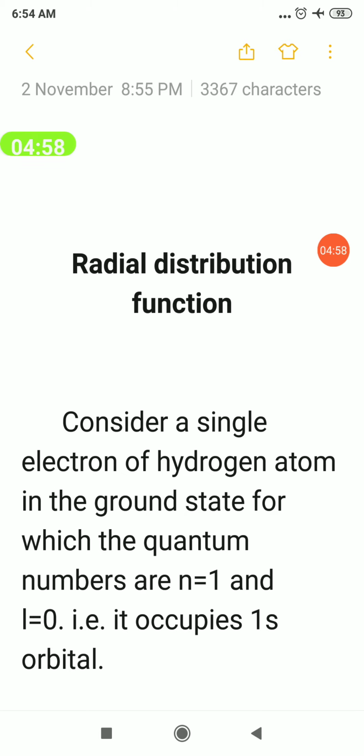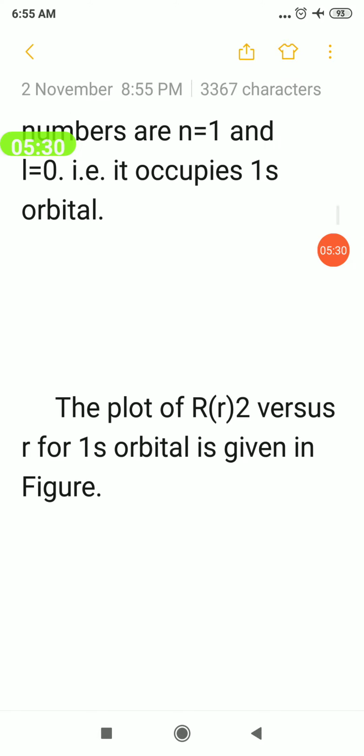Okay students, out of radial and angular distribution function, first we are going to discuss the radial distribution function. In the beginning itself we saw it can be solved only for a one-electron system like hydrogen. So we are going to consider an electron of hydrogen for which n equals 1 and l equals 0, which means this electron occupies the 1s orbital, isn't it? Yes. So we are taking the electron of the hydrogen atom which is present in the 1s orbital.